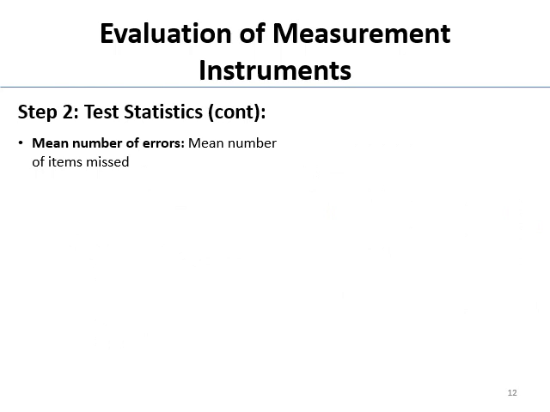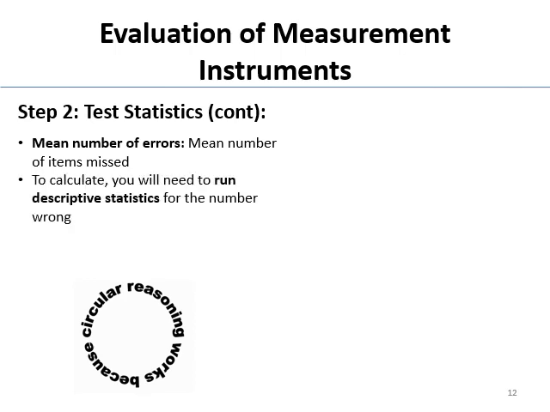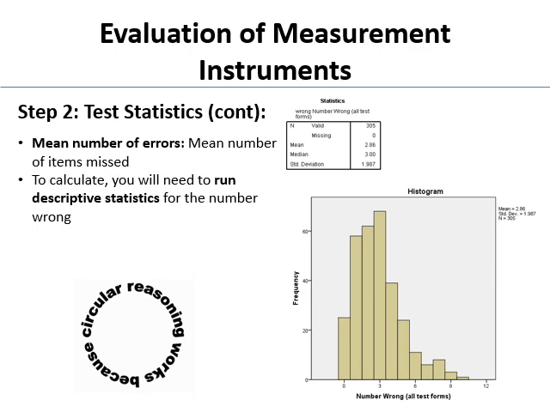Mean number of items missed is literally just the mean of what we were just looking at. So it's a little circular. You will run descriptive statistics for the number wrong. And I did a little histogram. I probably should have got a skewness coefficient for you guys because we don't really use histograms. But what do we got here? So the mean number of items missed, look to the mean, is 2.86. So on average, people missed 2.86 items on Form 1 of DMV's test. I got the median, and I also got the standard deviation. So mean number wrong is 2.86.